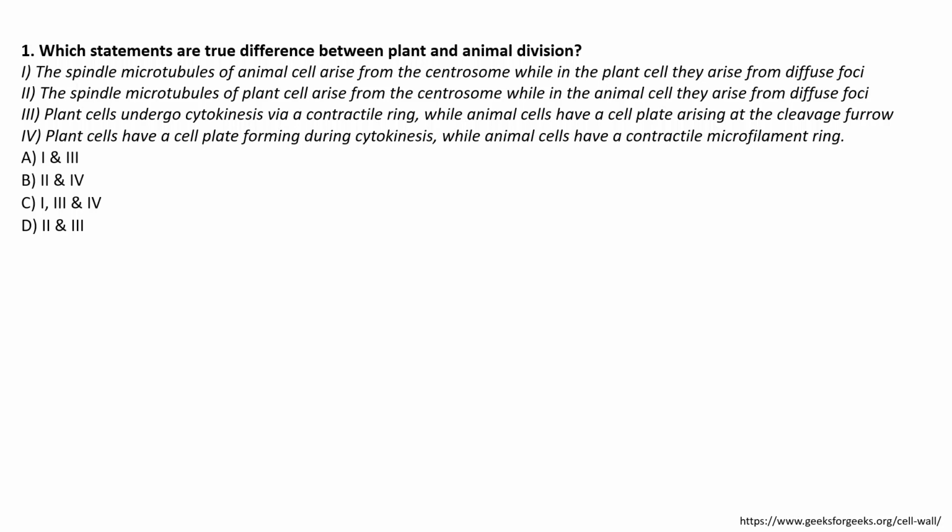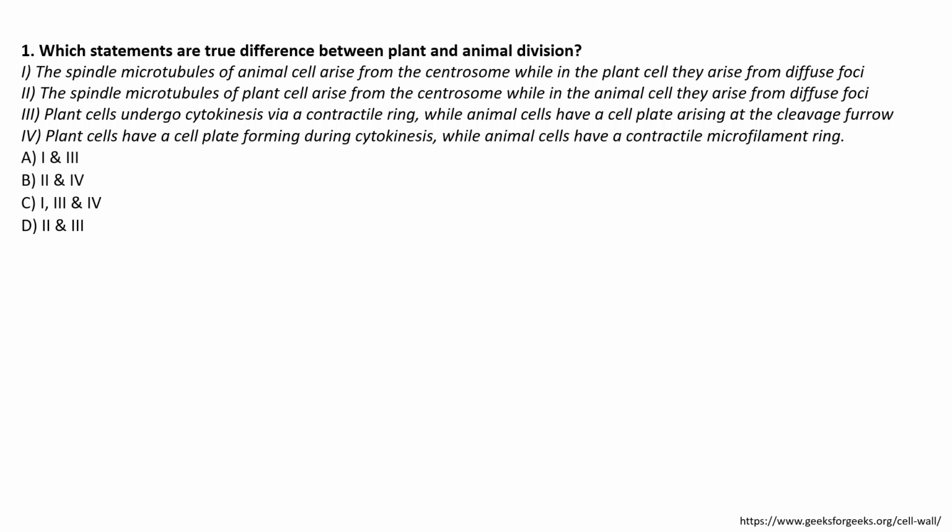So the first statement is that the spindle microtubules of animal cell arise from the centrosome, while in the plant cell they arise from diffuse foci. So that's the correct thing. That's what I mentioned earlier, that plant cells don't have centrosomes. So then the next one obviously is wrong. Spindle microtubules of plant cells arise from a centrosome.